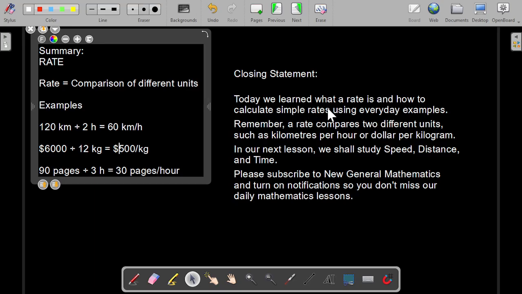So today we learned what a rate is and how to calculate a simple rate using everyday examples. Remember, a rate compares two different units such as kilometer per hour or dollar per kilogram. So in our next lesson, we shall study speed, distance and time. Because here we mention speed, we mention distance, we mention time. So we are going to find and define them.